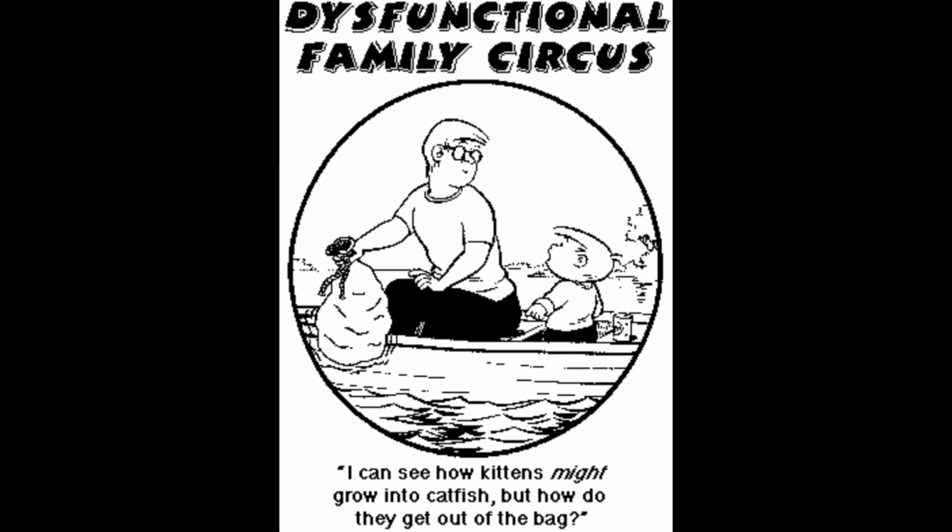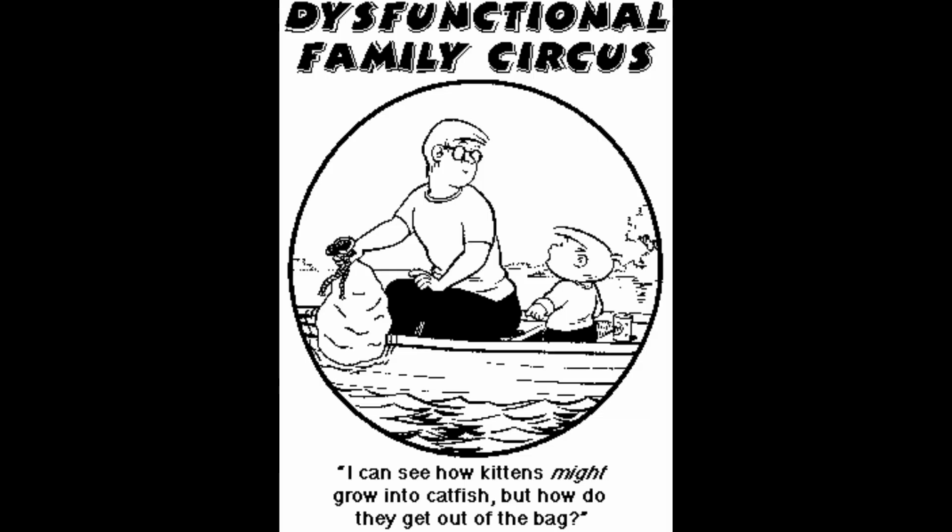All right, so we have a Family Circus. That's a comic strip in the newspaper that, at least in my family, is known for being particularly shitty. But it's Dysfunctional Family Circus. We have the dad and his son, and he's dropping some sort of bag that's shaking into the water from a rowboat. I can see how kittens might grow into catfish, but how do they get out of the bag, is a little boy's question. All right.